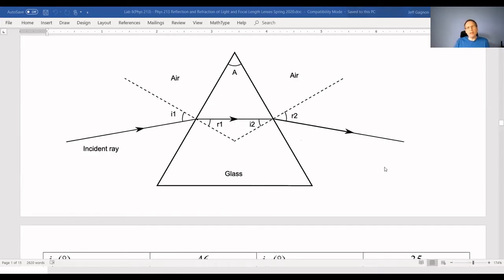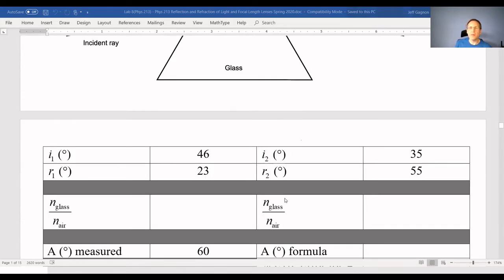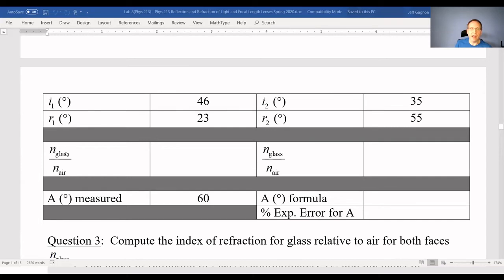Well, you're going to have to write this out, right? Think of Snell's law. It's saying that n air times sine of I1 has to equal n glass times sine of R1. So if you solve that for n glass over n air, you're going to basically get sine I1 over sine of R1. But make sure you do that out, right? So it's really going to be the sine of I1 divided by the sine of R1. That'll give you this value.